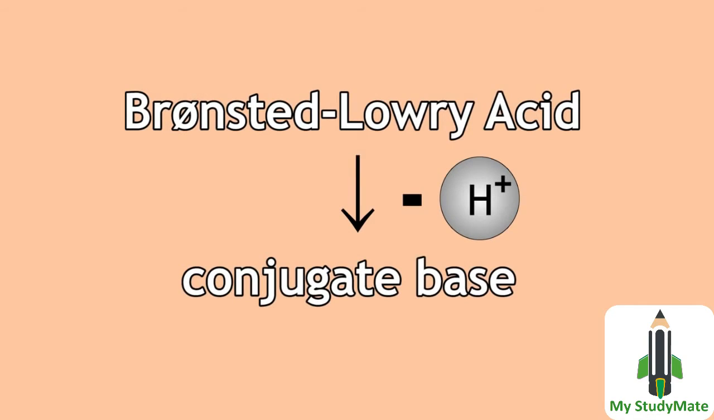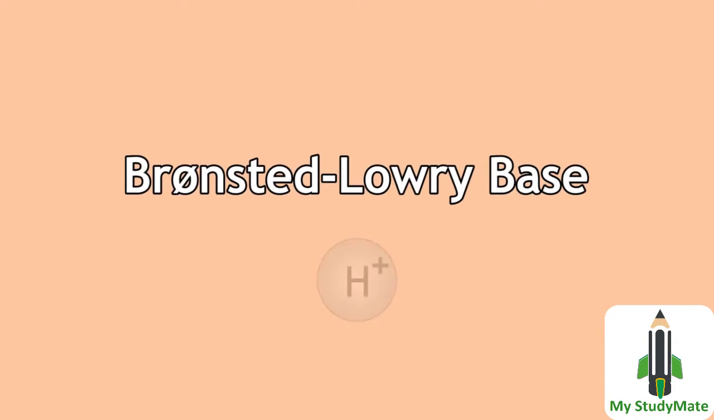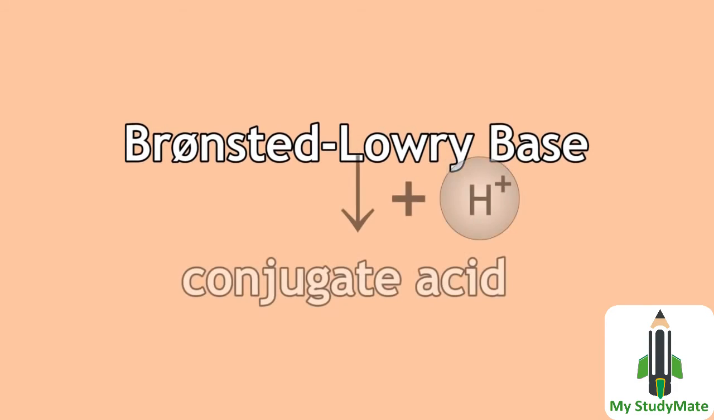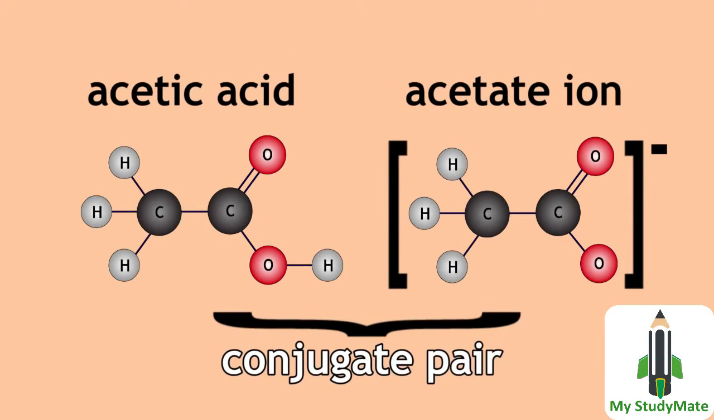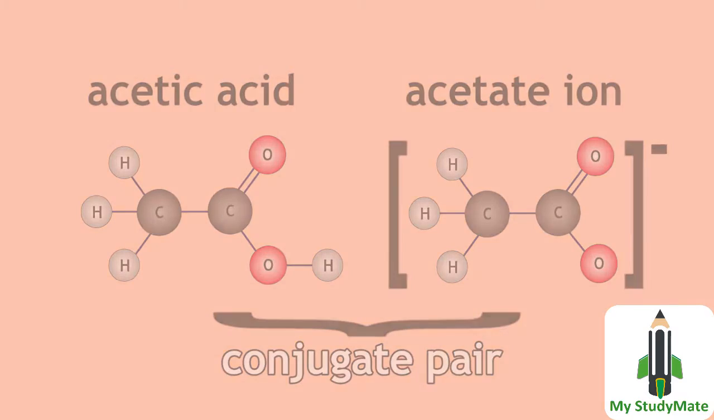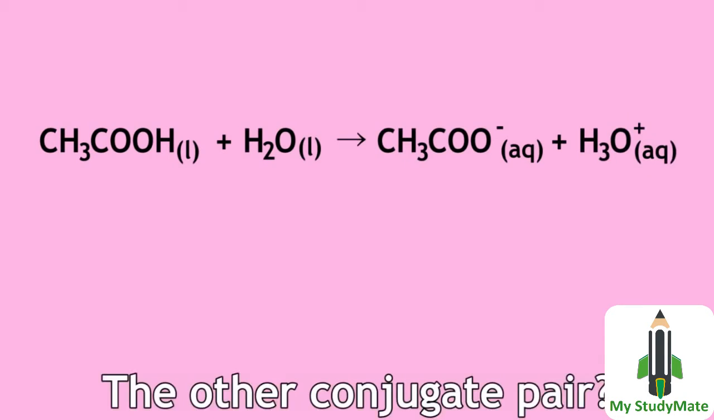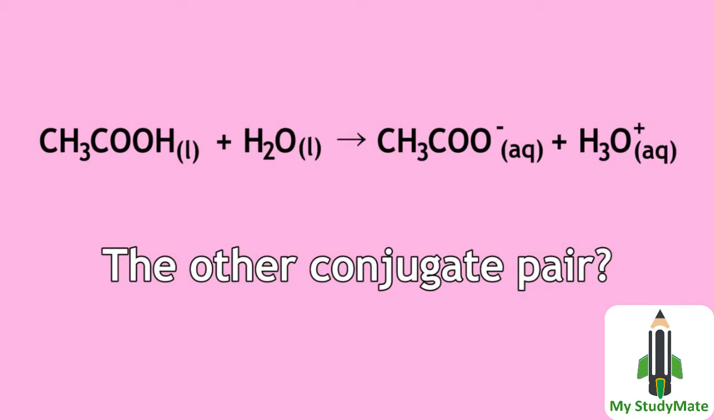Acetic acid and the acetate ion is a conjugate pair. Can you identify the other conjugate pair in this reaction? Pause and resume when you're ready. Water and hydronium ion is the other conjugate pair. So an acid and its conjugate base is a conjugate pair, and a base and its conjugate acid is also a conjugate pair. Now you are ready for a challenge.